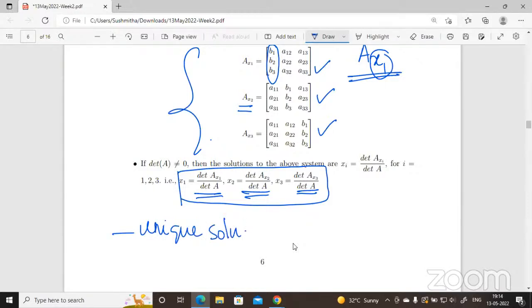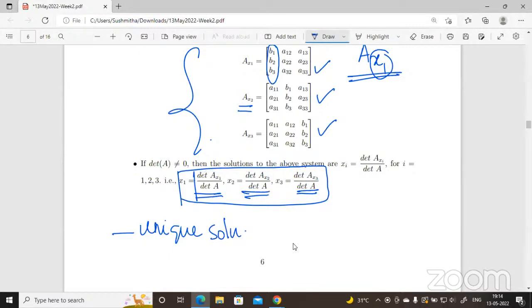This is because the determinant is not 0, and the matrix is a square matrix. Only then you can apply Cramer's rule. And this is how you apply Cramer's rule, and you will always have a unique solution in this case. And the solution is given here.